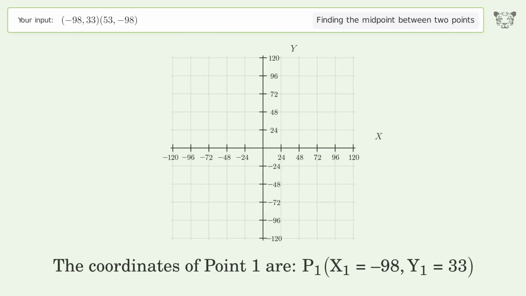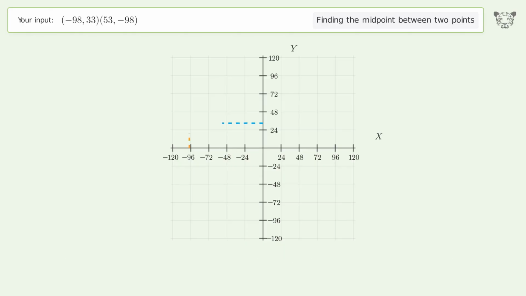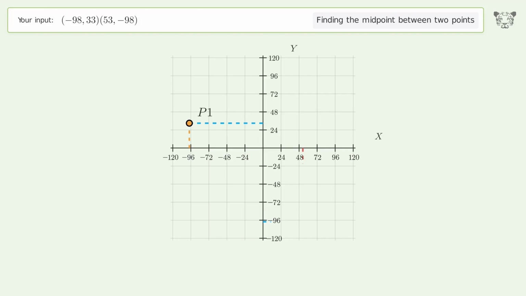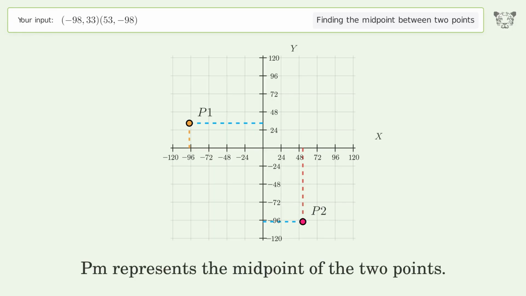The coordinates of point 1 are, x1 equals -98, y1 equals 33. The coordinates of point 2 are, x2 equals 53, y2 equals -98. PM represents the midpoint of the 2 points.